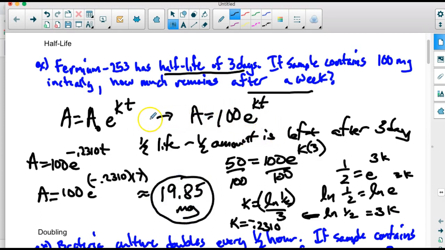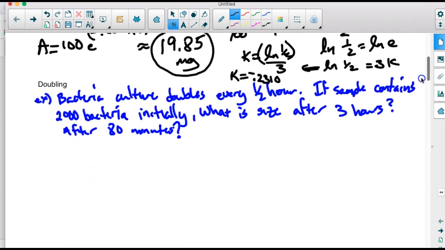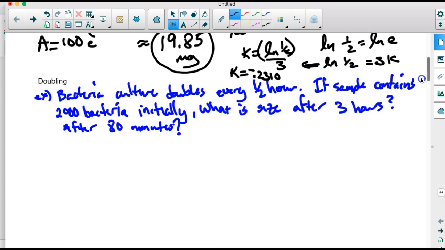Okay, so we're using the same model. We're going to do that most of the time. Let's go to another example where we're going to use this model. This one does the opposite, which is doubling. A bacteria culture doubles every half an hour. If a sample contains 2,000 bacteria initially, what's its size after 3 hours or after 80 minutes?